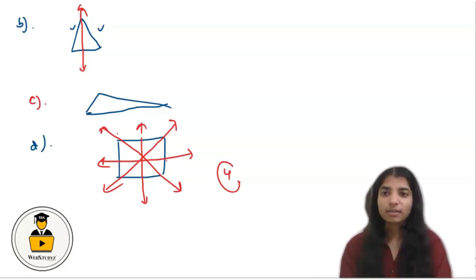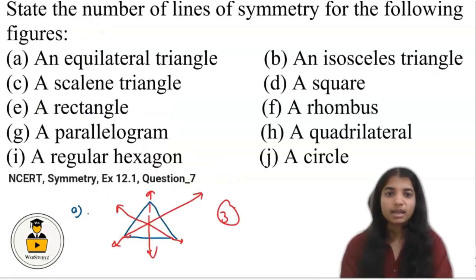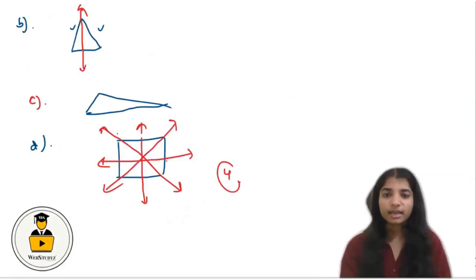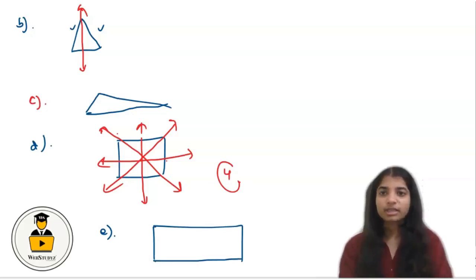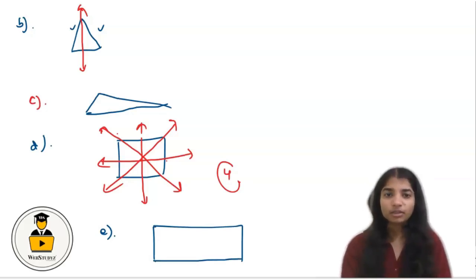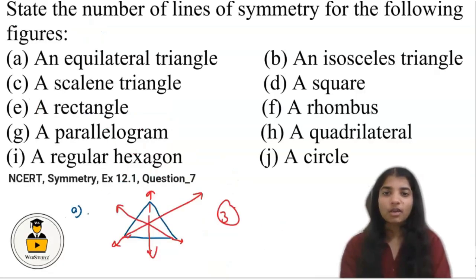Now we are considering the next part. Next is part E. Part E is a rectangle. A rectangle has opposite sides equal. So if we draw an axis of symmetry from here, this figure is divided into two parts. If we draw this from here, this figure is divided into two parts. So we can say that the rectangle has two axes of symmetry.